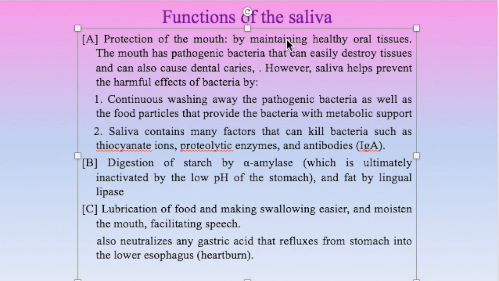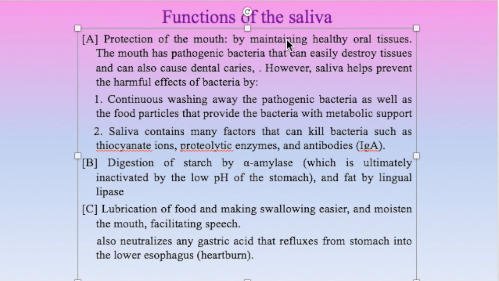And the second way is that saliva has many factors that can kill the bacteria, such as the thiocyanate ion, which is a bactericidal ion, and proteolytic enzymes and antibodies like antibody type A.